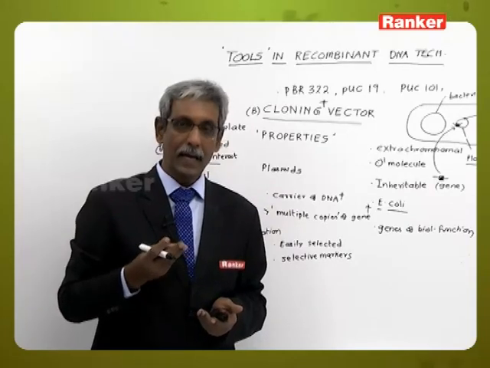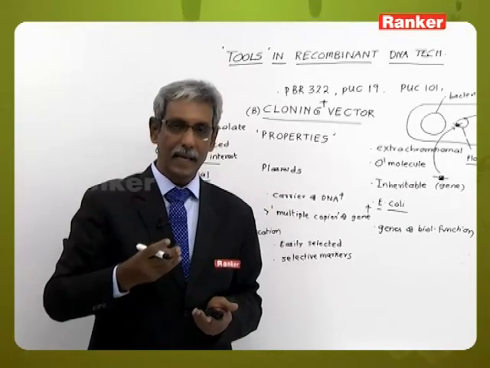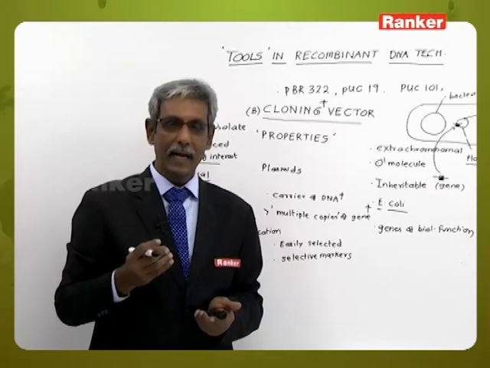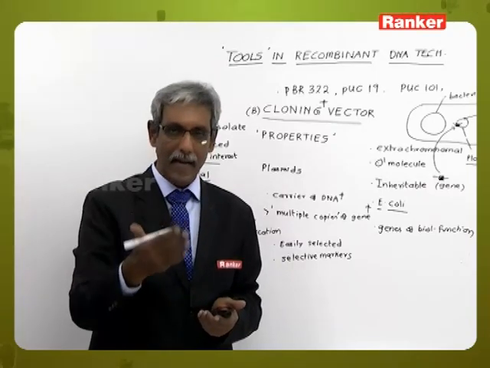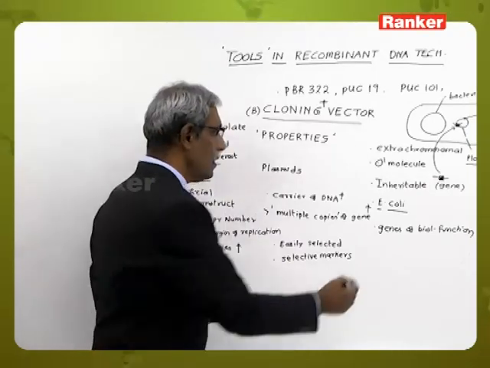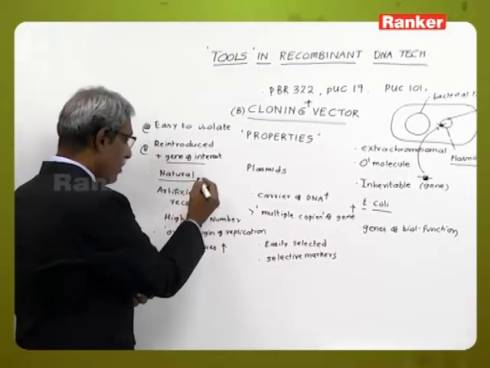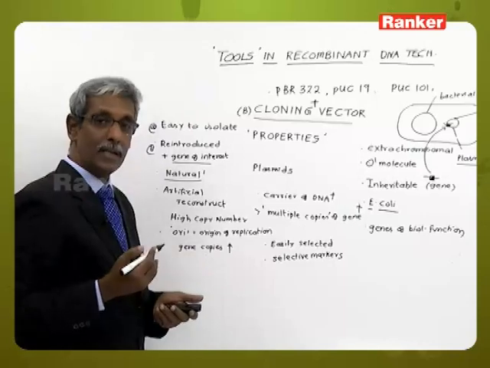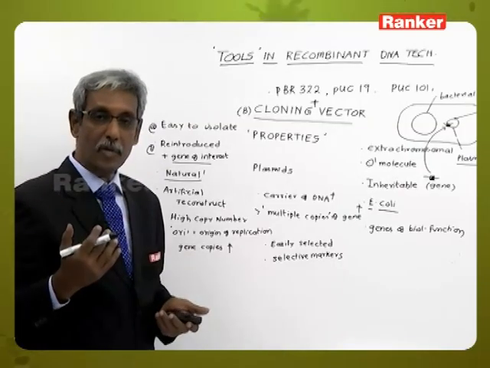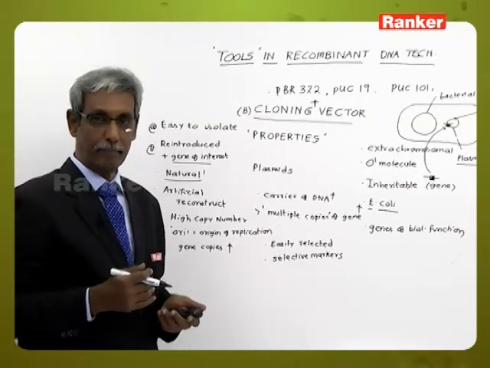occurrence. And they are extrachromosomal, and they can replicate independently, and they are primarily carried from one generation to the other generation. They show the property of inheritance. And sometimes, if you have natural plasmids, on some other occasions you can also artificially reconstruct a plasmid.